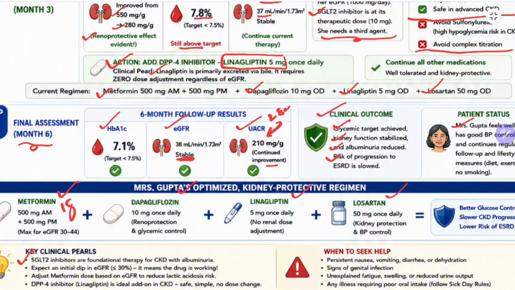SGLT2 inhibitors are foundational therapy for CKD with albuminuria. Expect an additional dip in eGFR of less than 30%. It means the drug is working. Adjust the metformin dose based on eGFR to reduce lactic acidosis risk. The DPP-4 inhibitor linagliptin is an ideal add-on in CKD. Safe, simple, and no dose change.